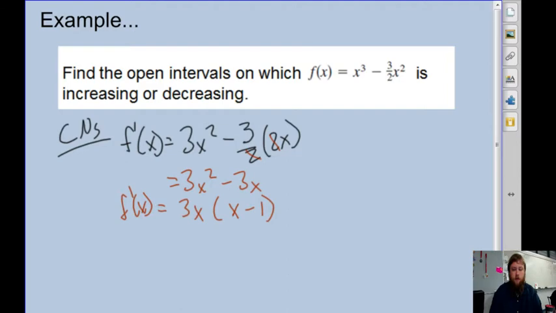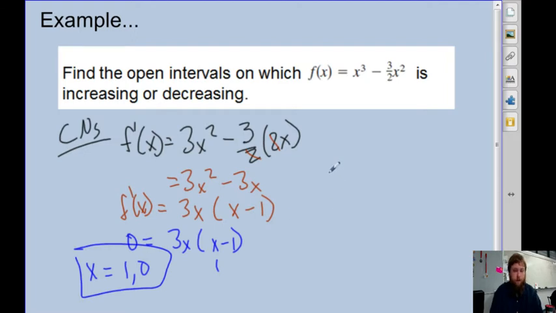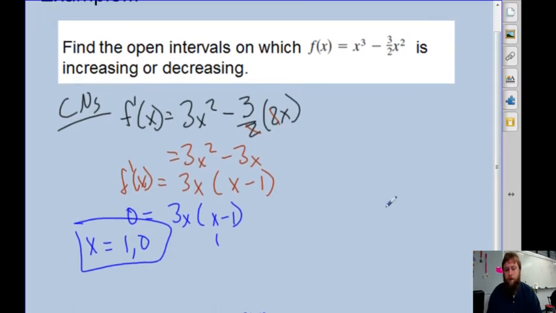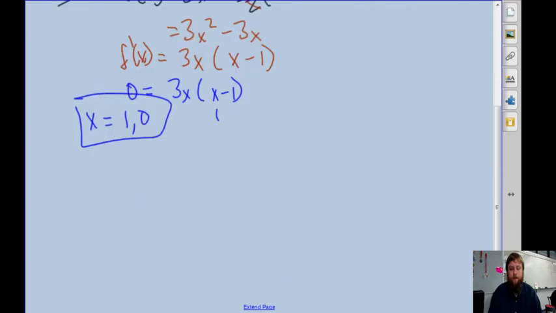Our critical numbers are going to happen when f prime of x equals 0. It's never going to be does not exist. So 0 equals 3x times x minus 1. The critical numbers are x equals 1 and x equals 0. There are my critical numbers. That's the first part. This tells me what my intervals are. Now I want to make a chart for this, so I'm going to make an interval chart. I'm going to do it this way. Move it down a little bit.